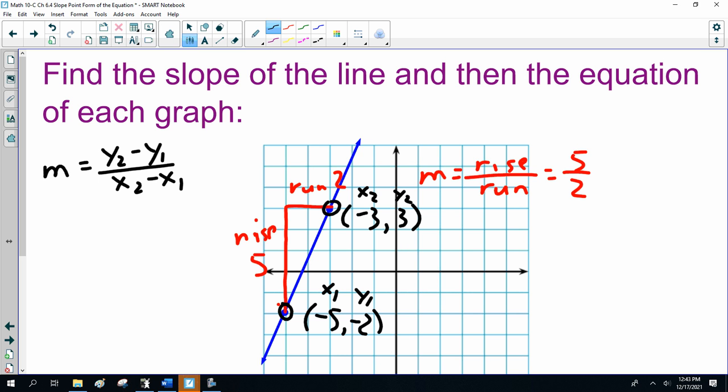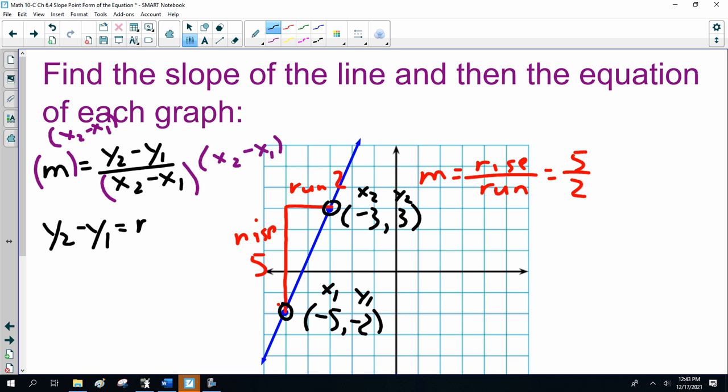But I want you to note here we have an equation. I can rewrite this in terms of y, that is, get y all by itself. If I multiply both sides by x2 minus x1, then we end up with the equation y2 minus y1 equals m times x2 minus x1. Now, I'm actually deriving a formula for you. On your formula sheet, they actually write it as y minus y1 equals m(x minus x1).